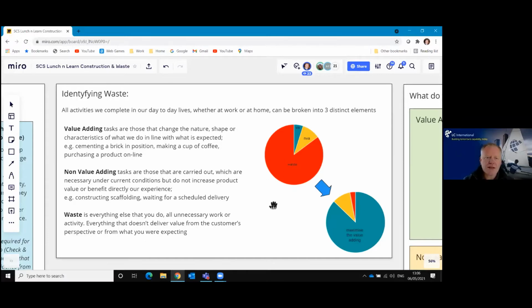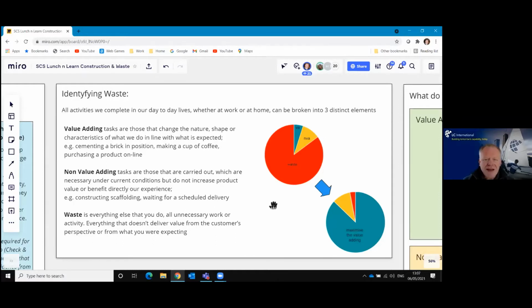And we categorize this waste into value adding, non-value adding, and waste. So what is value adding? Well, value adding are the things that we do. The value adding probably makes up about 5% of all we do in a given working day. Because the other 95% is built up of what we call non-value adding tasks, things that we have to do to deliver a service or deliver that project on time.